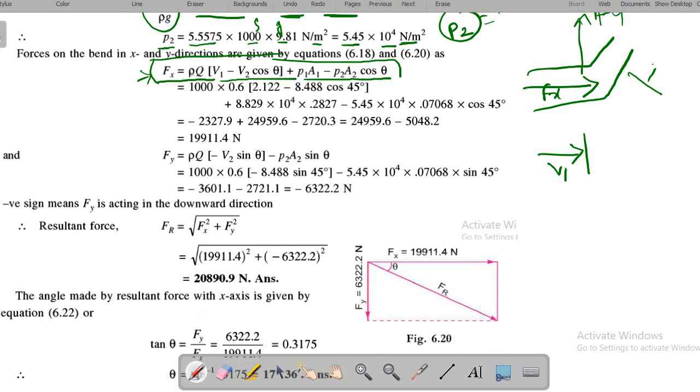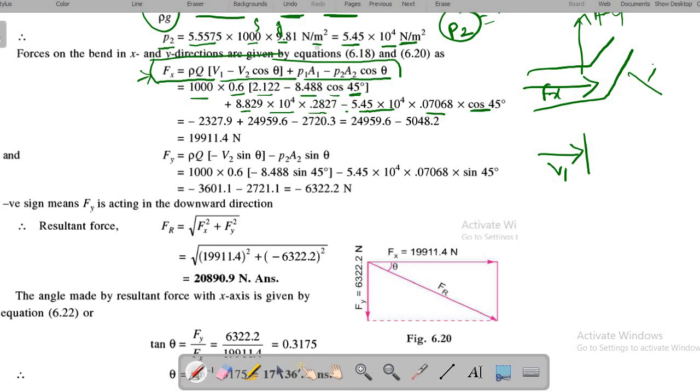Okay, so v1 is 2.122, v2 cos theta is 45. Okay, so rho is 1000, q is 0.6, v1 minus v2 cos theta plus p1 8.829 into 10 to the power 4, a1 0.2827 minus p2 5.45 into 10 to the power 4, a2 0.07068 cos 45, that is theta.